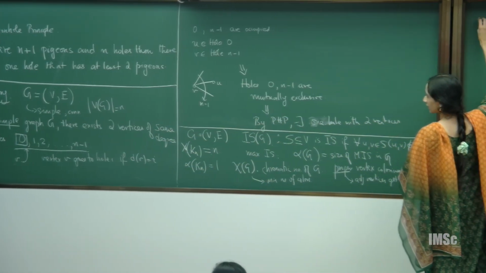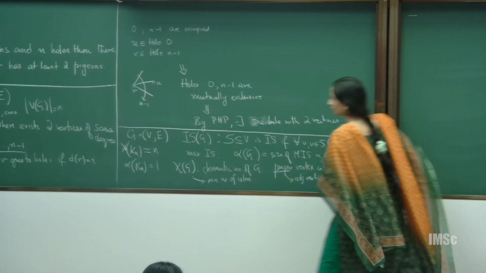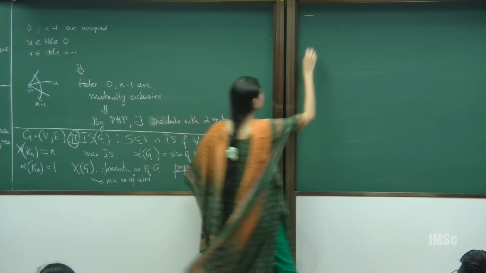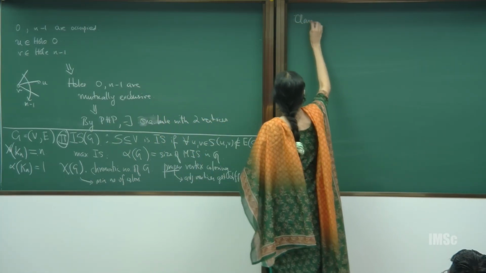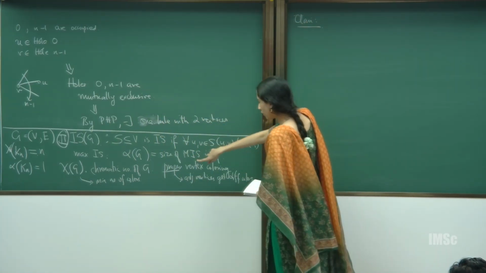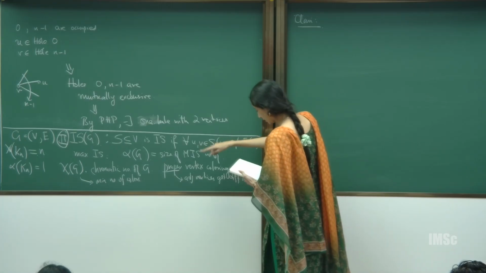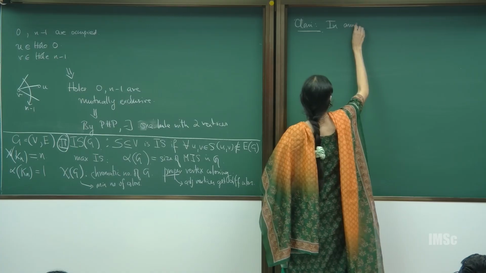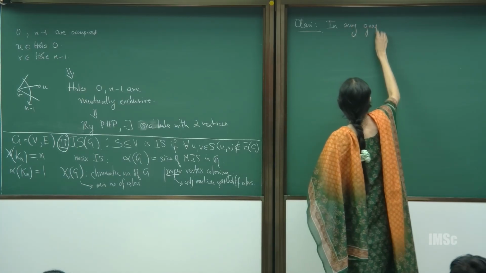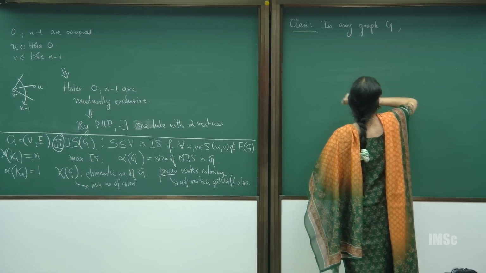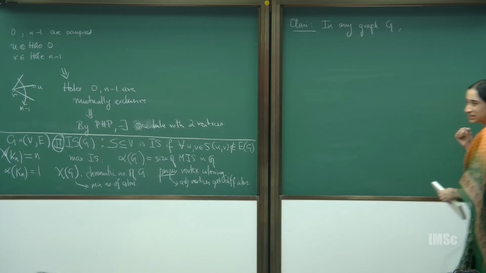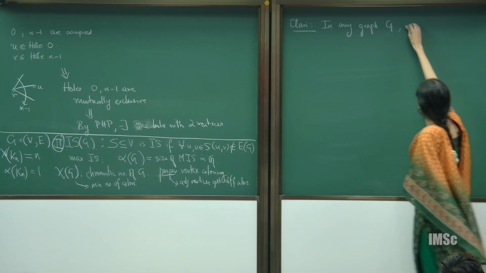Okay, so let's state that. This is the second application. State that as a claim. Okay. So alpha of G is the independence number and chi of G is the chromatic number of graph G. So what do you think should be the relationship? Should I fill or maybe I'll fill?